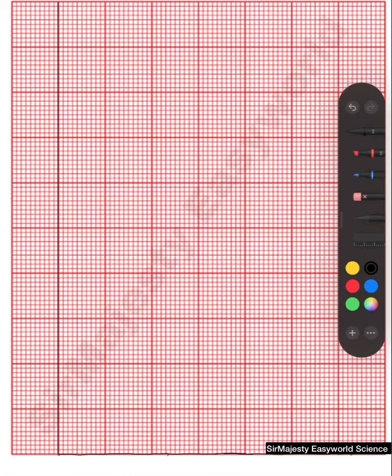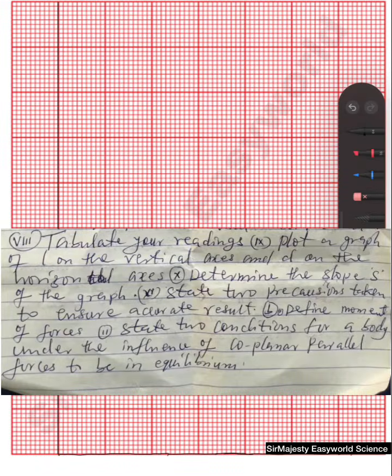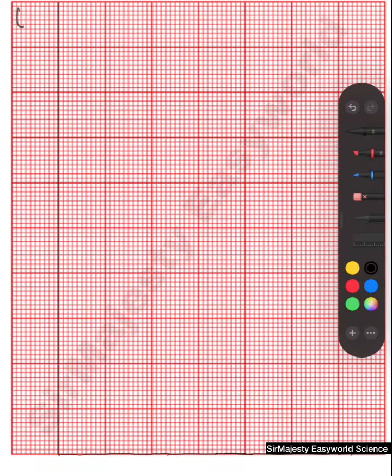Then you have to label. Like the question says, you should plot a graph of L on the vertical axis against D on the horizontal axis. Label them respectively. L in cm, very important. Then here is D, also in cm. Then this point is 0.